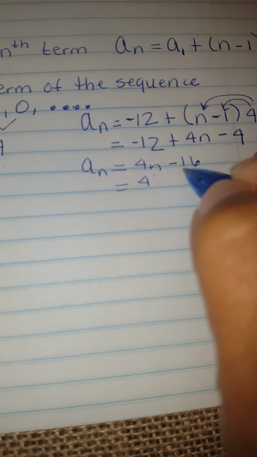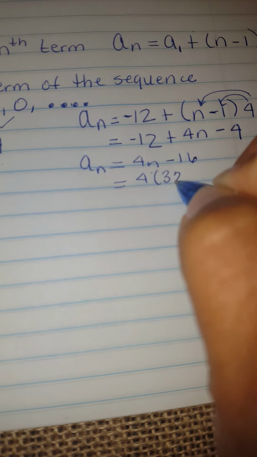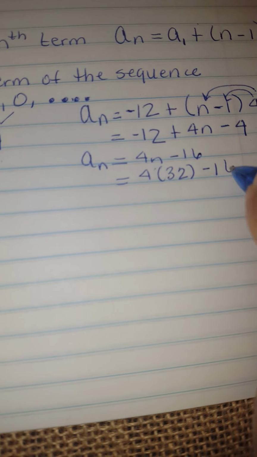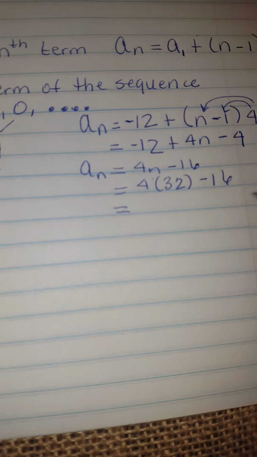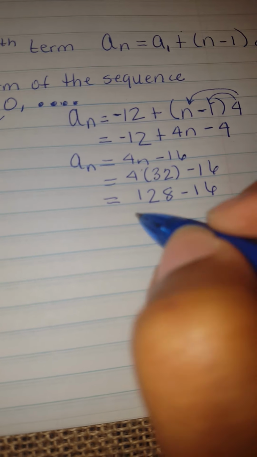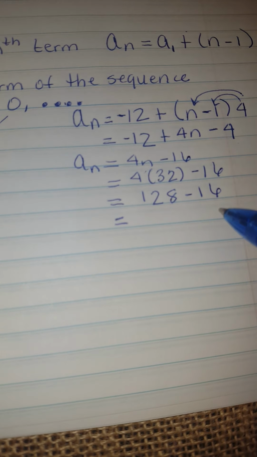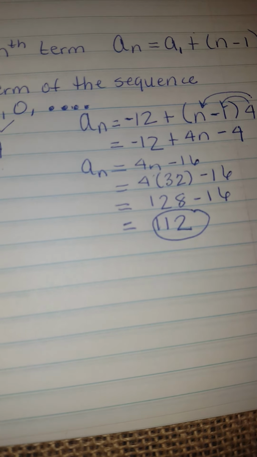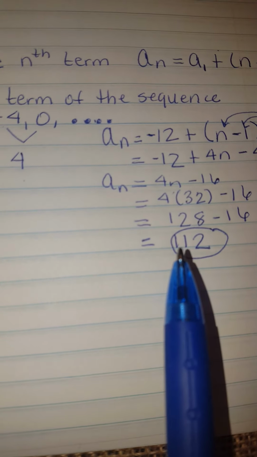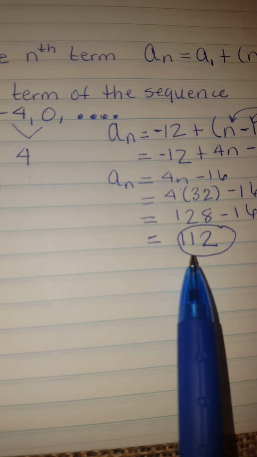So we have 4 times 32 minus 16. And when we multiply 4 times 32, we'll get 128. And 128 minus 16 gives us 112. So the 32nd term of this sequence is 112.